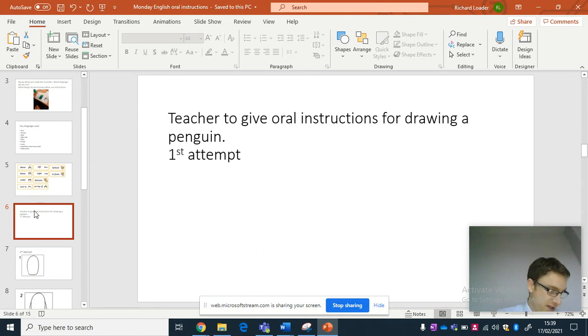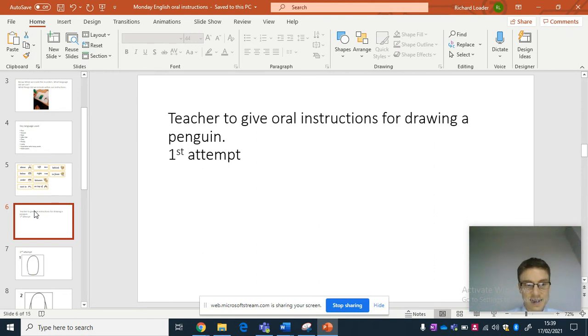Now, the feet are almost like an M shape for the toes, and then obviously they can join to the body. Okay, so that's the first attempt. See how you got on with that.